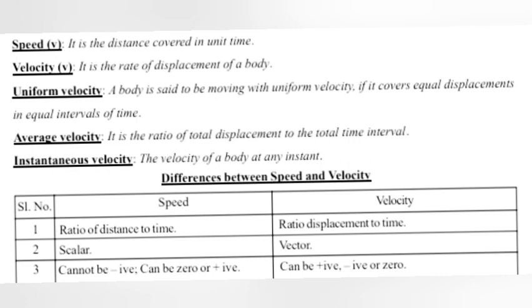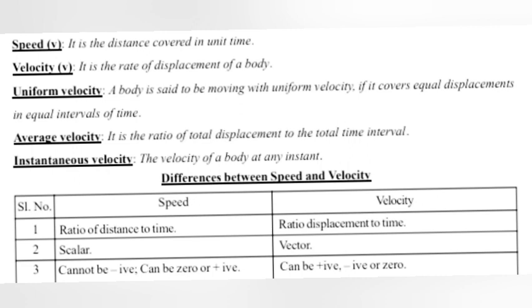Speed. Distance covered in unit time. Velocity. Rate of displacement of a body. Uniform velocity. A body is said to be moving with uniform velocity if it covers equal displacement in equal intervals of time. Average velocity. The ratio of total displacement to the total time interval. Instantaneous velocity. Velocity of a body at any instant.